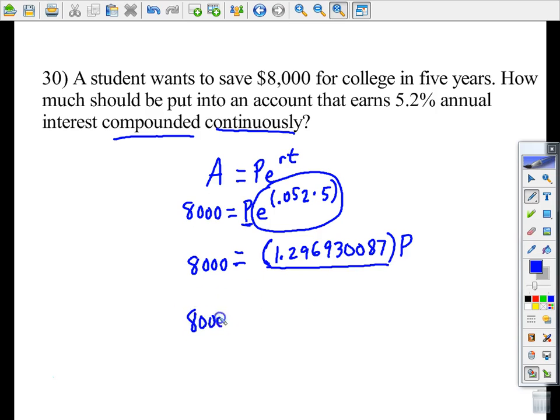So in your calculator, you're going to do 8,000 divided by that decimal, 1.296930087, and you end up with a final answer rounded to the nearest penny of $6,168.41. So the amount needed to be invested at this rate for that amount of time with continuous compounding to get to 8,000 would be this amount, $6,168.41.